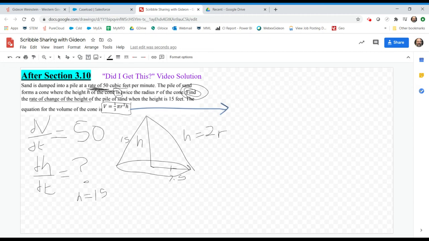Now, remember what I said earlier about this being powerful? You've got one variable in terms of the other. You can get rid of any variable you want. You can get rid of h and have it all in terms of r, or you can get rid of r and have it all in terms of h. We have to decide which one we want to do now, and the answer is pretty clear. We're looking for dh/dt at a given height, so we really do want to get rid of r.